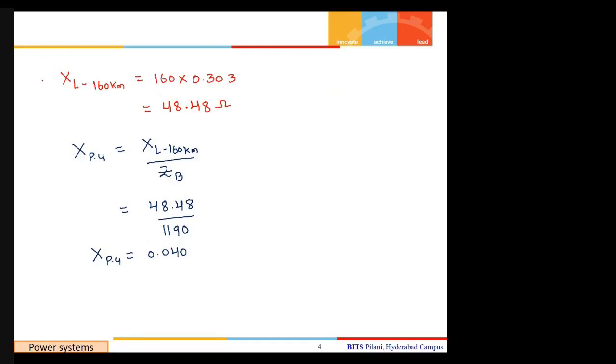Now, the inductive reactance of the line that we have calculated in ohm per kilometer, we have to multiply with the total length of the transmission line, that is 160. We will be getting the inductive reactance as 48.48, and the unit is in ohms. Here the unit is in ohms, not ohms per kilometer, because we have multiplied that with the total length of the transmission line.